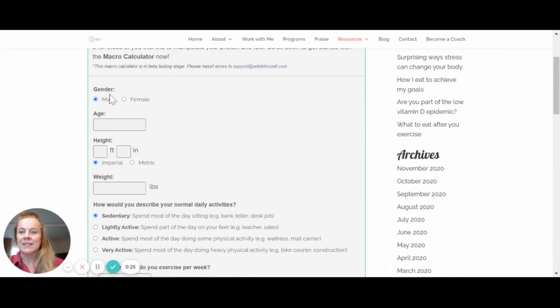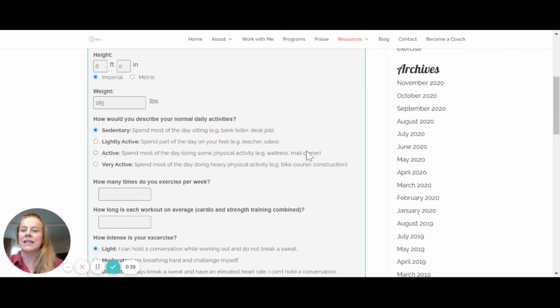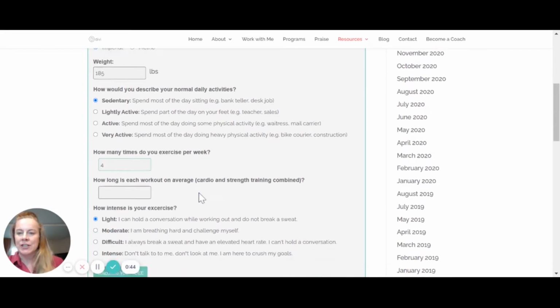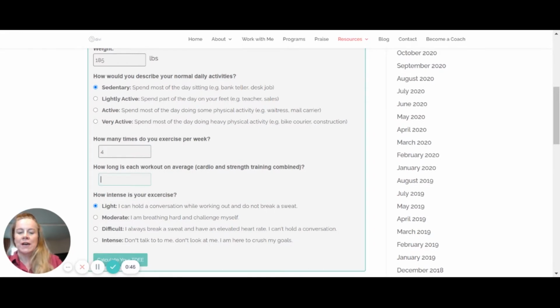What you want to do here is just put in your gender, age. We'll put in this hypothetical person will be 48 years old, 6 feet tall, 185 pounds, a pretty sedentary lifestyle. They sit most of the day. They work out 4 times a week at the gym. Each workout is about 60 minutes. The workouts are kind of intense. This person breathes hard, challenges themselves. They're not there to make small talk at the gym.